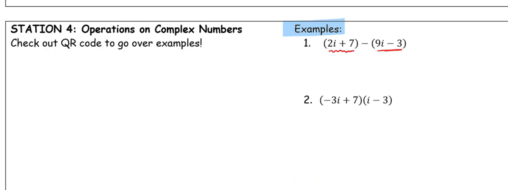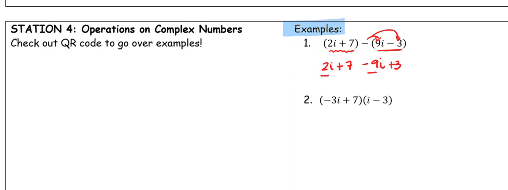So in the case of number 1 here, this is like I'm subtracting this binomial here from this one here. And since there's a subtraction sign between those, I would need to distribute that negative. So this would be minus 9i, and minus times minus 3 would be plus 3. And then this first complex number would stay as is.